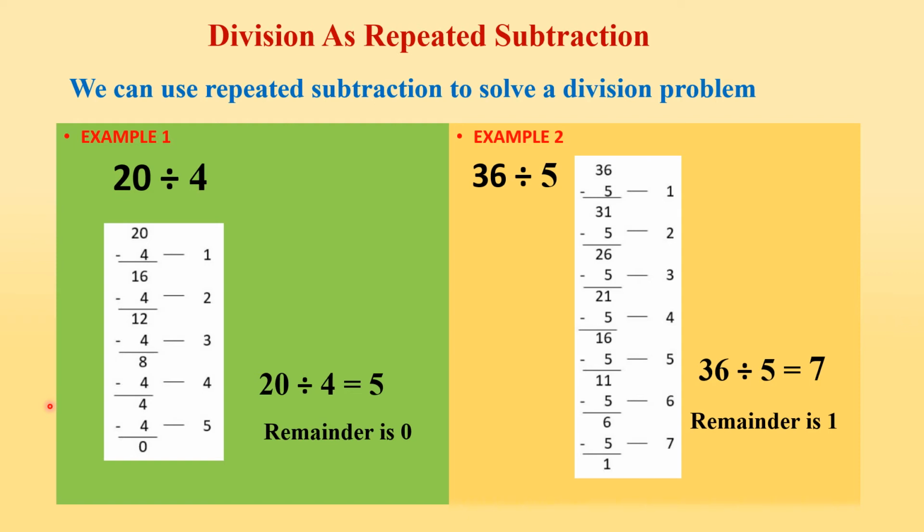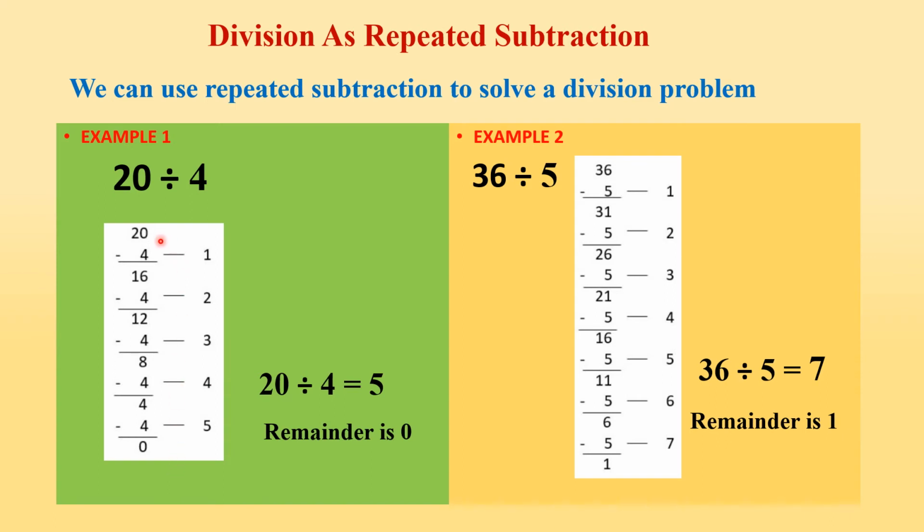For example, 20 divided by 4. We will keep on subtracting the divisor from the dividend till we get 0 or a number less than 4. So let us see how.